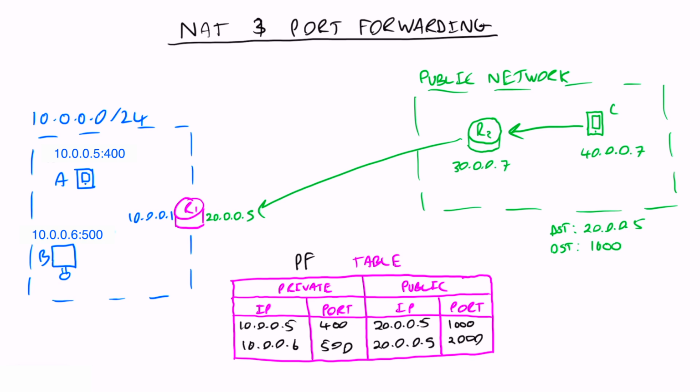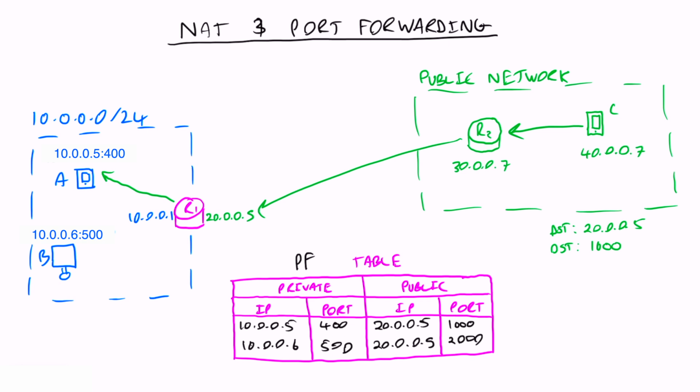What the router is going to do is look at the port forwarding table and say, okay, you sent with destination port 1000, which corresponds to the device with this IP address, and the application on the device with port number 400. So the router will forward it to device A and that port number.